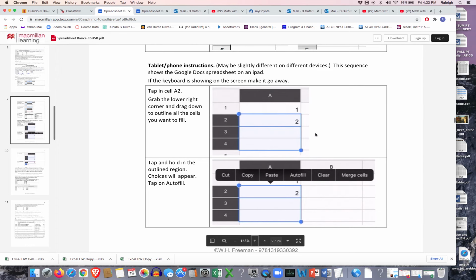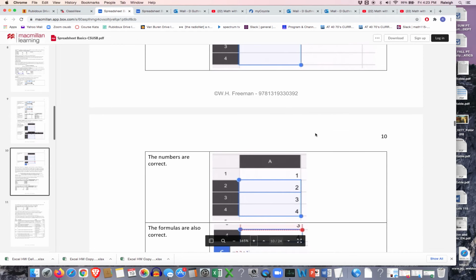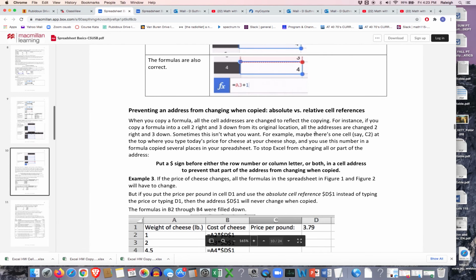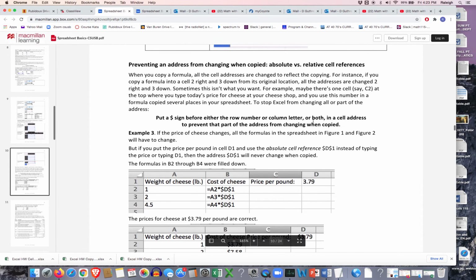And of course, you have tablet and phone instructions. Feel free to read those if you want to. They also have something that we haven't been using much, but just in case you need to prevent an address from being changed, you could look at that as well.